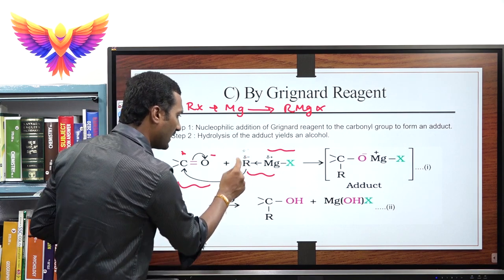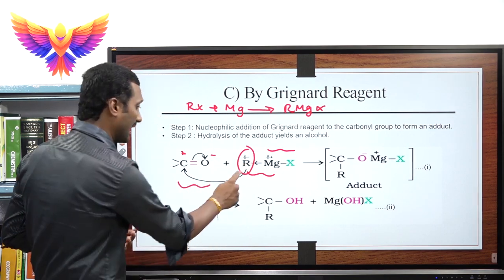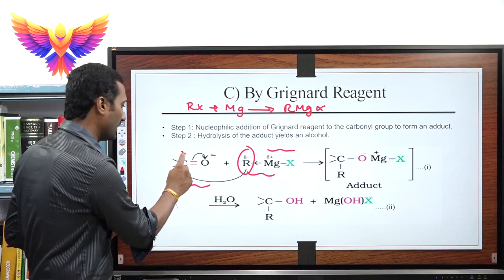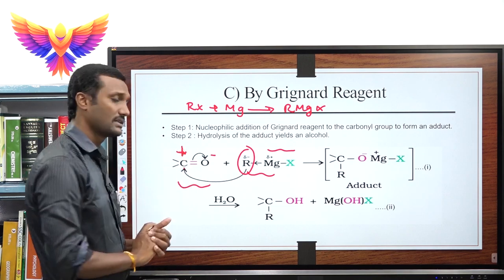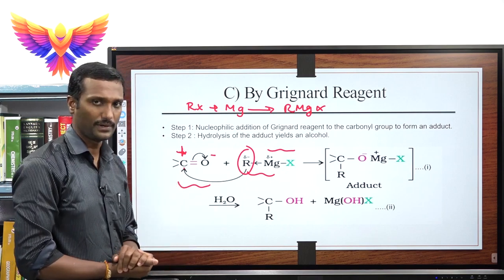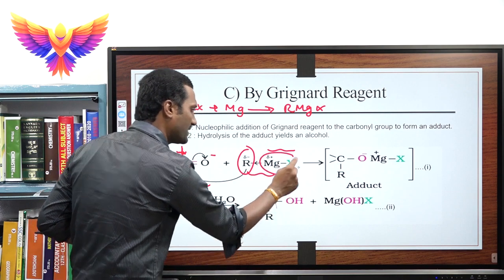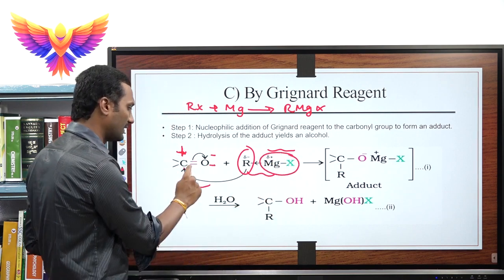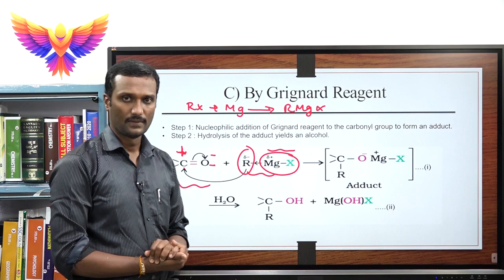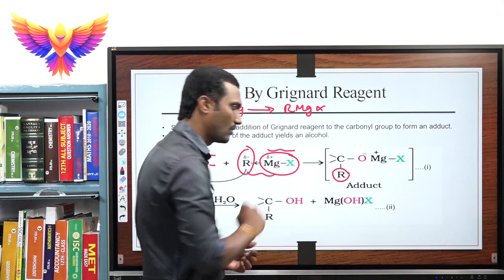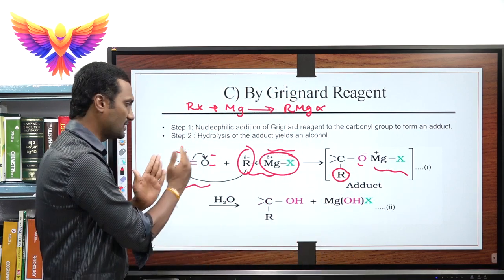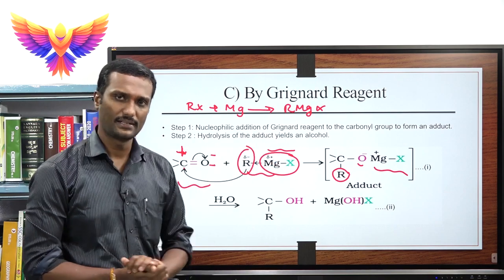Here the alkyl group, which is rich in electrons, attacks where there is a deficiency of electrons in the carbonyl group. In the carbon, the plus shows there is a deficiency of electrons. So the alkyl group will react at the carbon and the remaining MgX part will react with the oxygen. The double bond breaks to form a single bond. This intermediate is called an adduct. Here you can observe the alkyl group is attached to the carbon and magnesium halide is attached to the oxygen. On the basis of the charge separation, the Grignard reagent reacts.